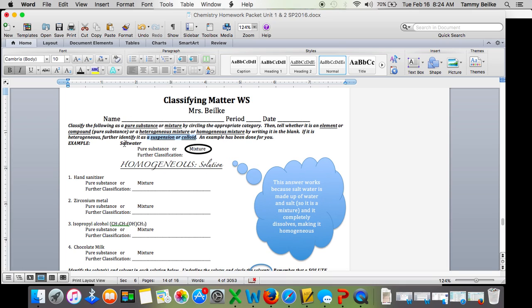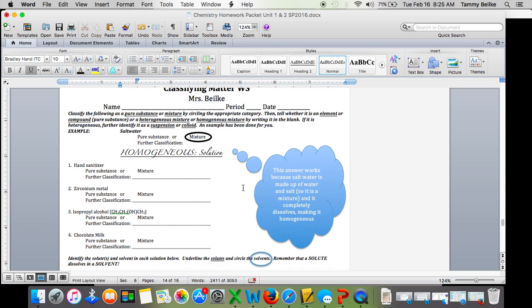So here for the example, salt water. Not a pure substance, so it's probably a mixture. It's got salt and water in it, so we circle mixture. Further classification: as a mixture, salt water, typically the salt is completely dissolved in the water. You can't really see it, so it would be homogeneous. And because it is homogeneous, it has to be a solution. We didn't have any other special classifications. So this answer works because salt water is made up of water and salt, so it's a mixture, and it's completely dissolved, so it's homogeneous. That's exactly what we just went through.